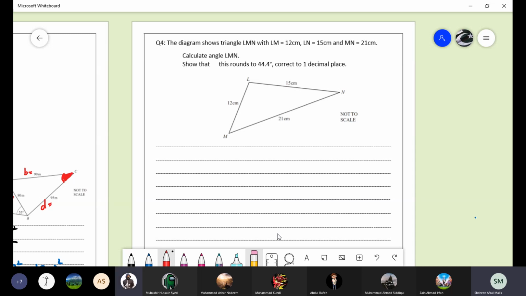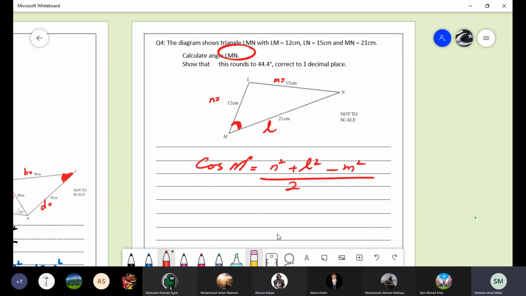Label the sides: this is M, opposite to L. This is L, opposite to N. This is N. What do you want to find out? Calculate the angle LMN. The angle at point M you have to find. How will you write it? Cos M is equal to N square plus L square minus M square over 2NL.